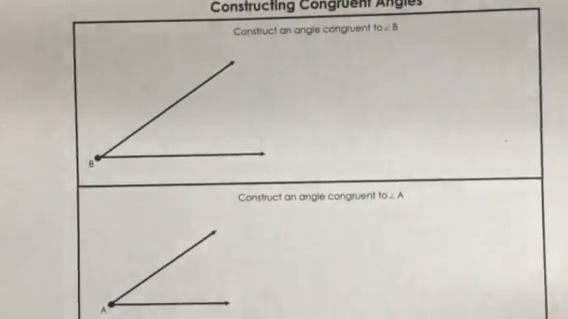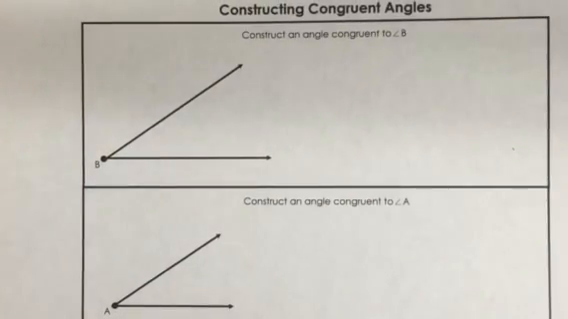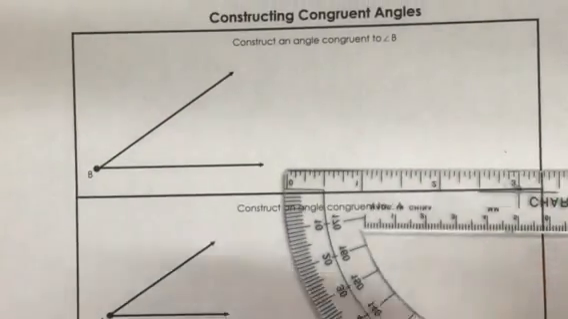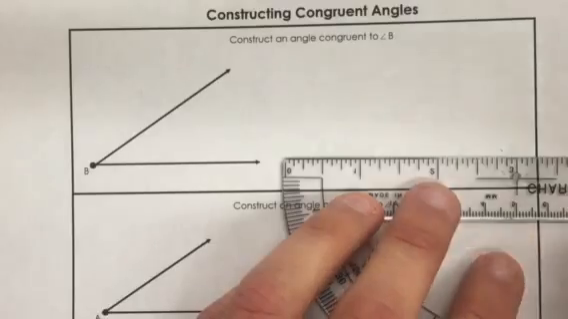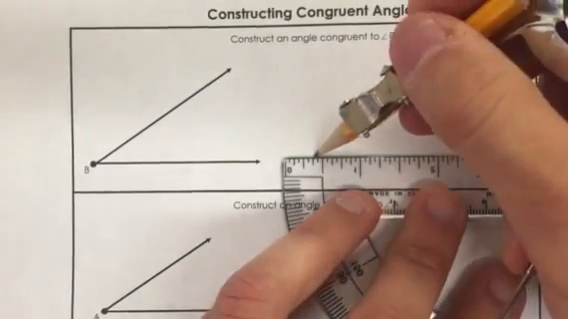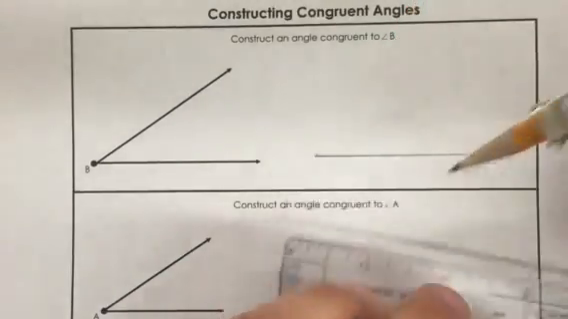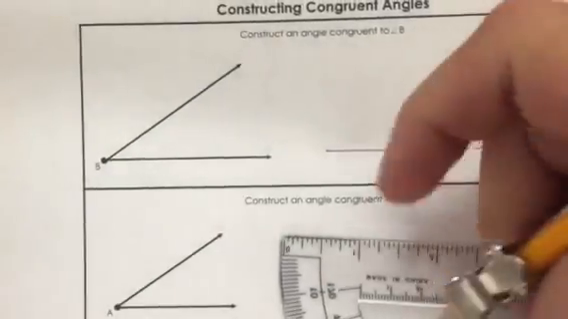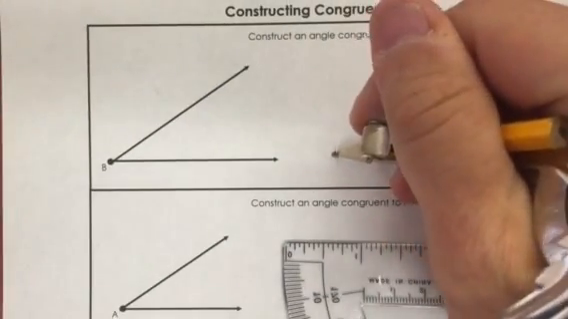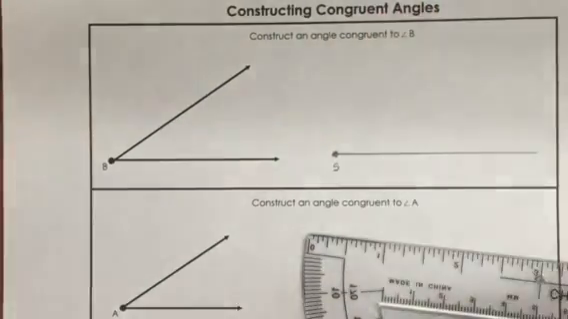Let's actually draw it out. So we're going to do this in 3 easy steps. Step 1 to draw congruent angles is, once again, just like constructing congruent line segments, you just draw a line. Draw a nice long line, and at the end of your line, you're going to put a point. You can call it whatever you want. I'm going to call it S for Seagull.